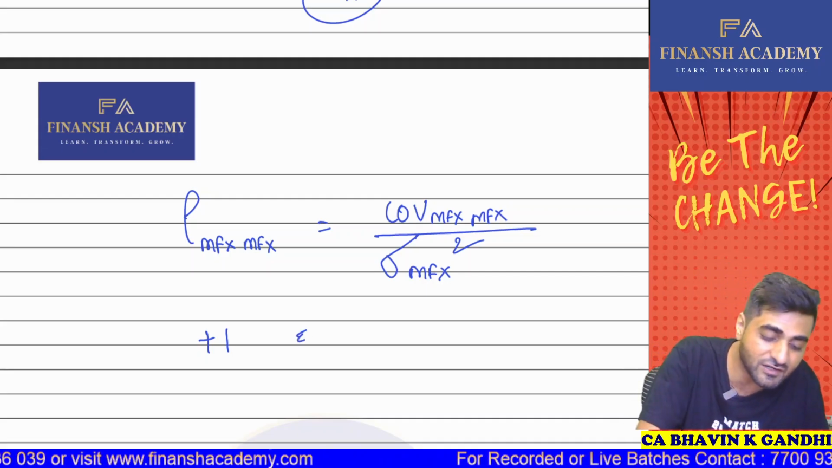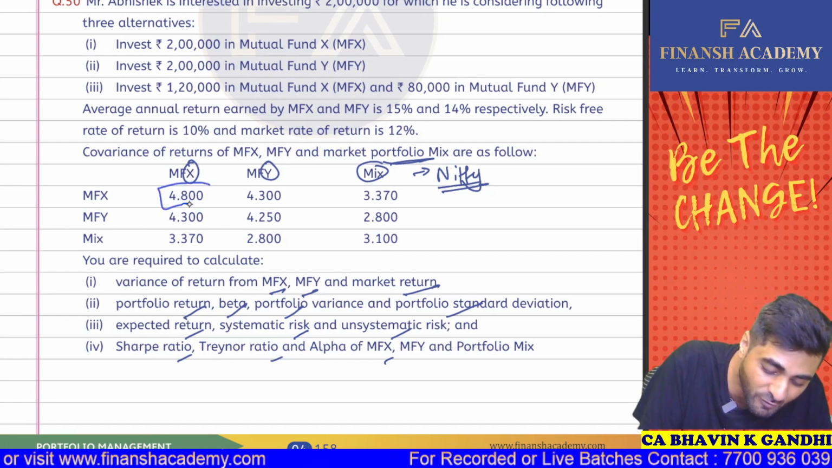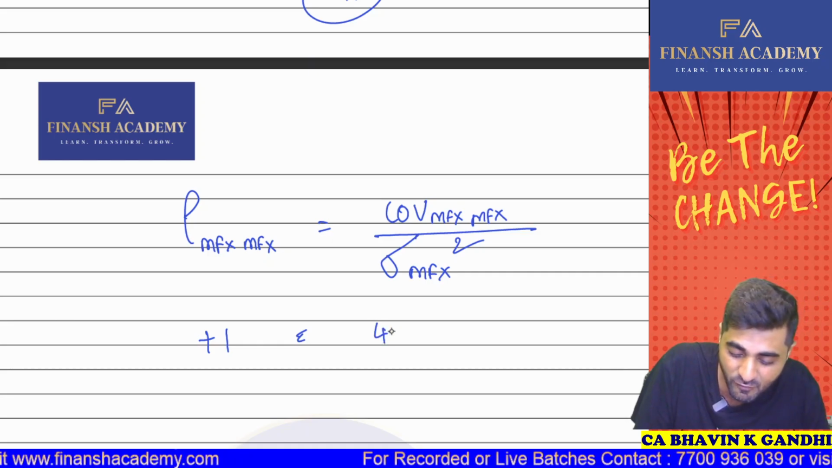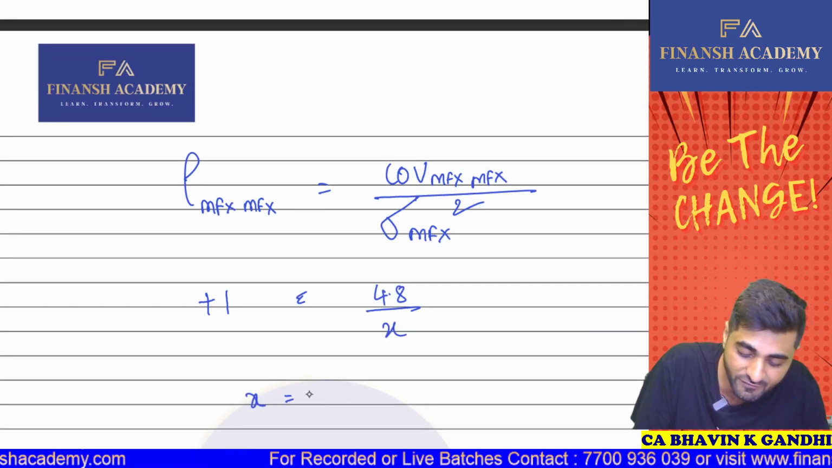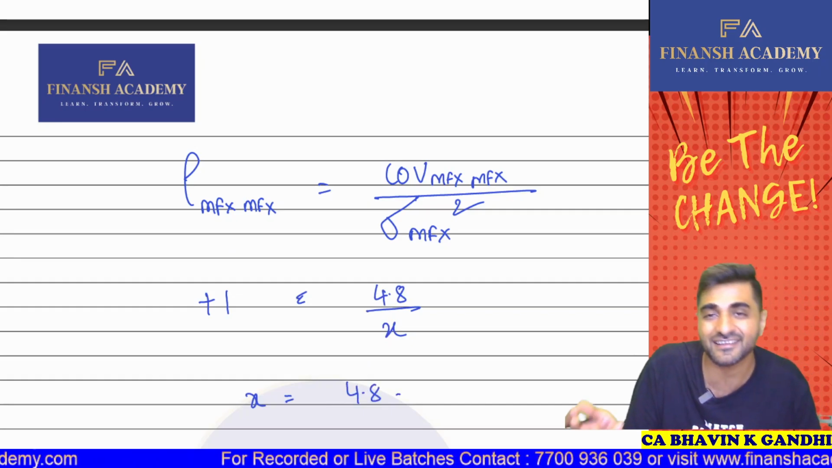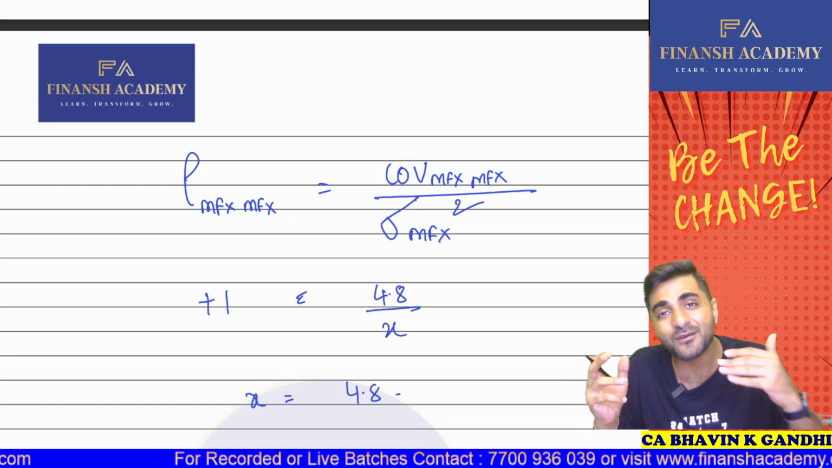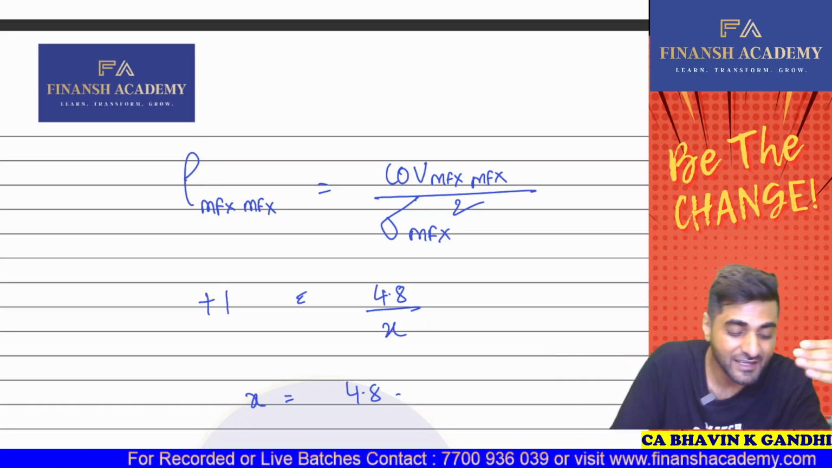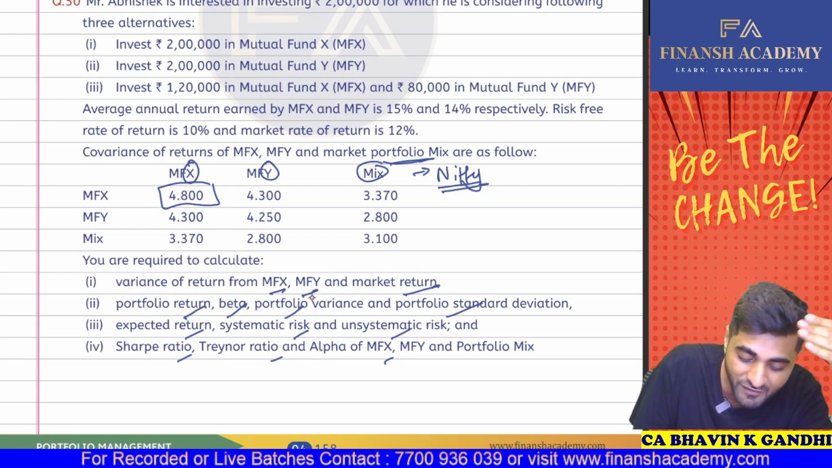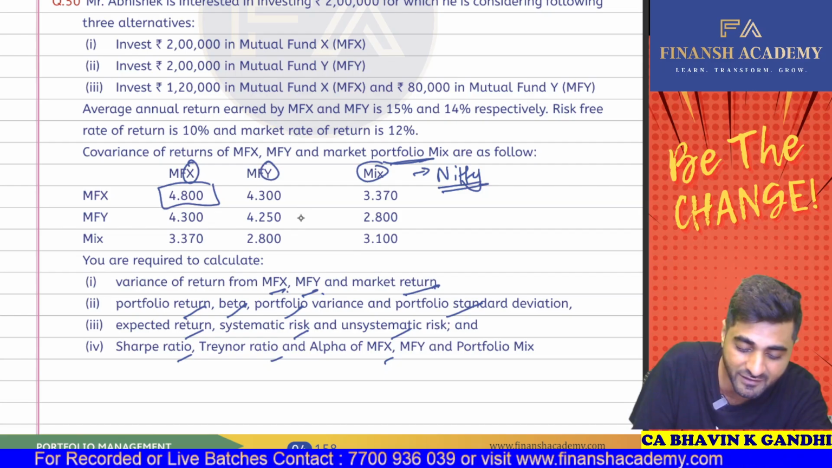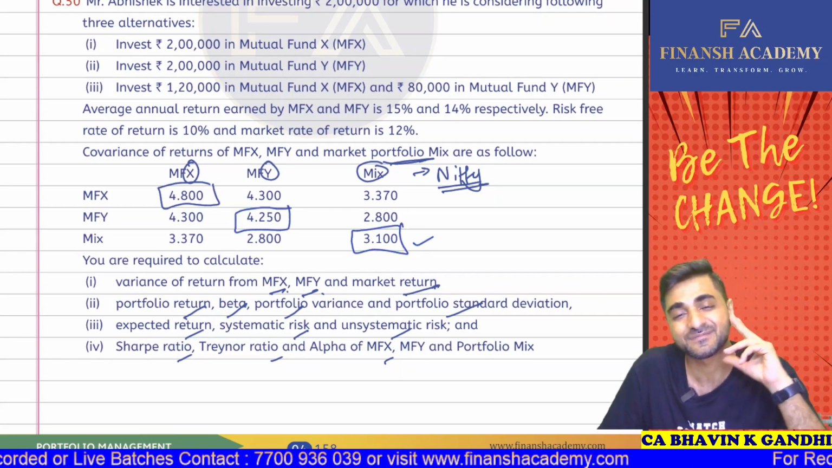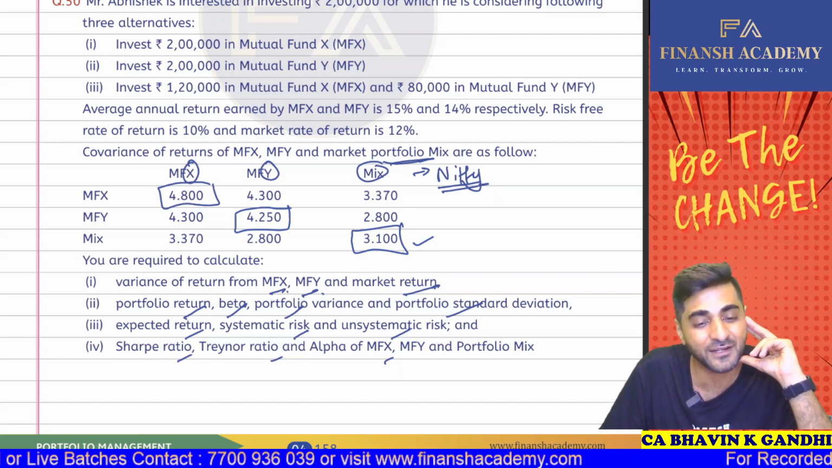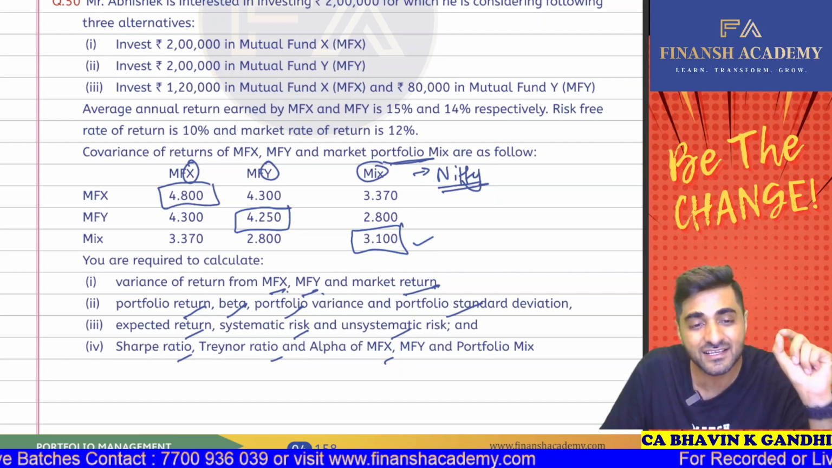Do I have the covariance of X with X? Yes. How much is that? 4.8. So this is 4.8. Let this be X. So can I say that your variance is coming as 4.8? Yes or no? So this is how we are going to calculate the first variance. So the first part of the question, what is the variance of MFX, MFY and market return, is right in front of you. This is the variance. Are you guys trying to understand? Okay. So this is your variance.